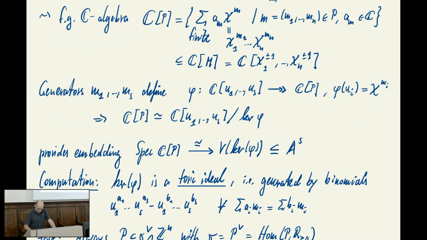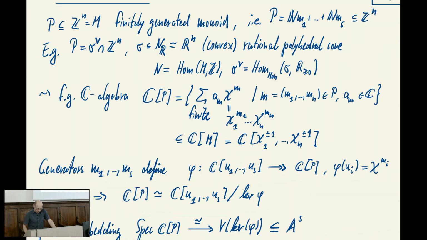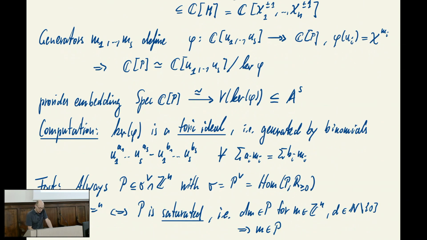Okay. Of course, you know how to write a finitely generated C-algebra as a quotient of a polynomial ring. So that depends on choosing generators. There may not be a minimal choice, but you choose these generators, and then you get a surjection phi from this polynomial ring to C[P] that maps u_i to chi^{m_i}, and exhibits your C[P] as a quotient of a polynomial ring. And then, of course, you get an embedding of the spectrum of this C[P] into A^s, where s was the number of generators. You know, I had m_1 to m_s. One can actually compute this. So yes, there are programs that would do that. So you give me m_1 to m_s, and I'll tell you what the kernel of phi is. It's a toric ideal.